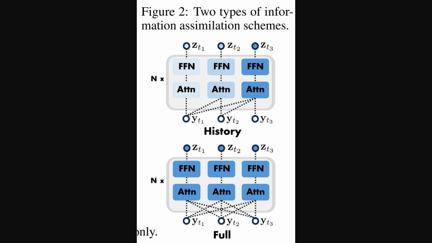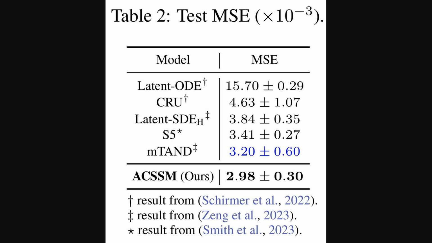Building on how the model processes data, Figure 2 illustrates 2 types of information assimilation schemes, basically how it takes in and uses the data. The top history scheme uses feed-forward networks, which are neural network layers that pass information in one direction, and that attention mechanism we talked about, to process data points mostly based on past information. The bottom full scheme, however, lets the attention mechanism look at all data points simultaneously. This full approach is key to their transformer-based data assimilation, allowing for more efficient parallel processing. So, we've seen how the model is designed for efficiency with approaches like that full scheme for data assimilation.